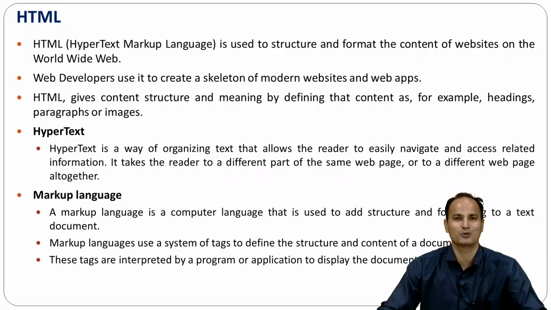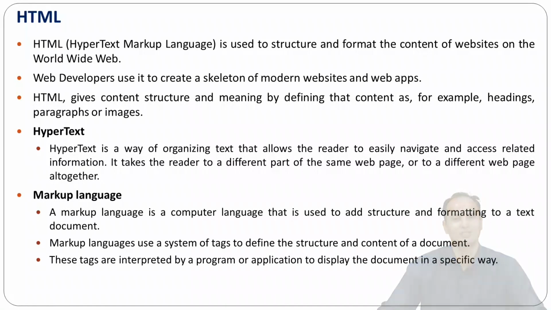It allows us to define the structure, what kind of contents we want to place on a web page or website. Another terminology is hypertext. Hypertext is a way of organizing text that allows users to easily navigate across web pages and information. It takes the readers to a different part of the same web page or to different web pages in a website. Markup language. As we are saying that HTML is a markup language, or hypertext markup language.